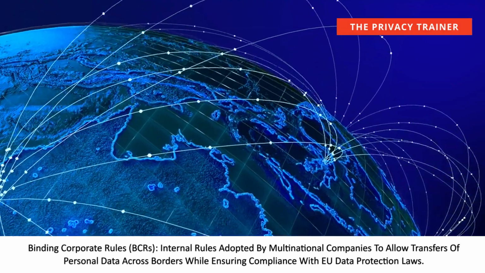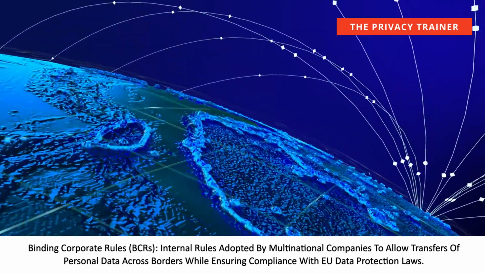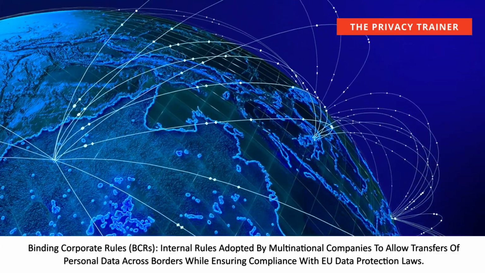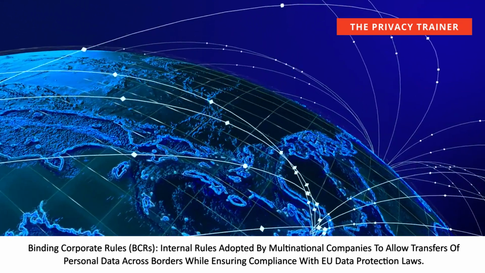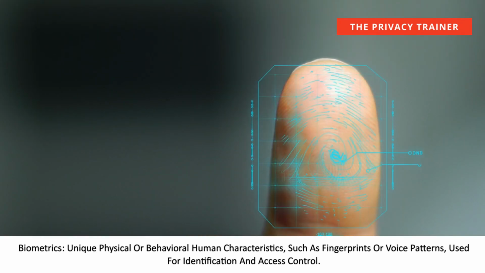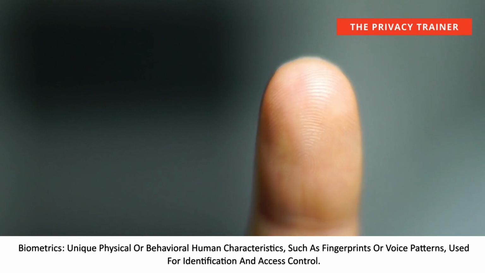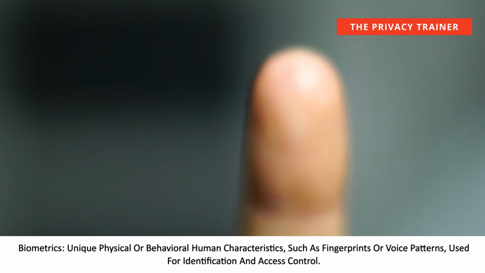Binding corporate rules, BCRs, internal rules adopted by multinational companies to allow transfers of personal data across borders while ensuring compliance with EU data protection laws. Biometrics. Unique physical or behavioral human characteristics, such as fingerprints or voice patterns, used for identification and access control.